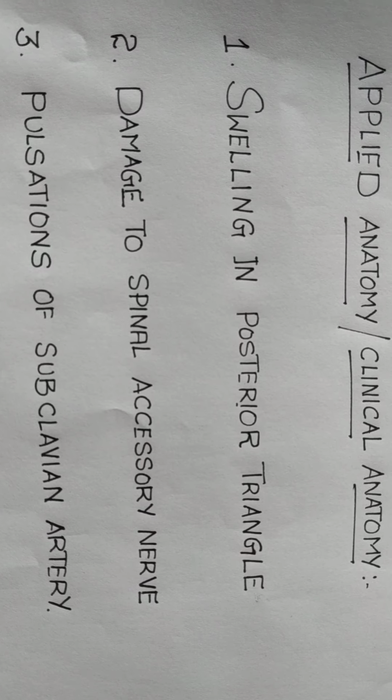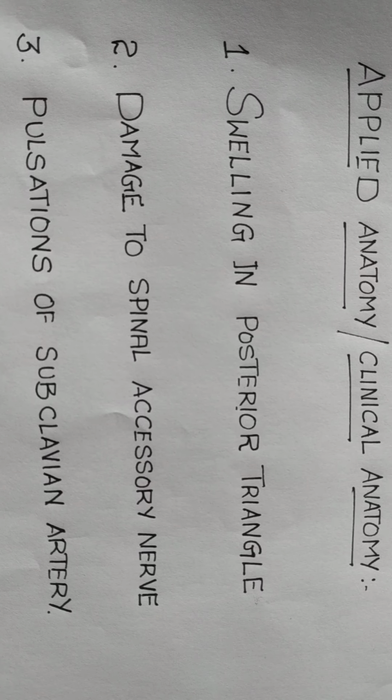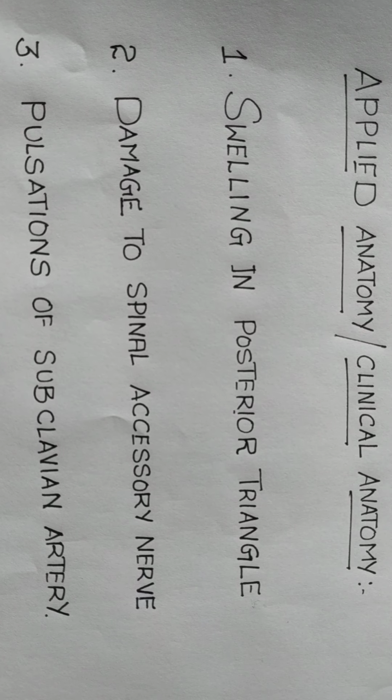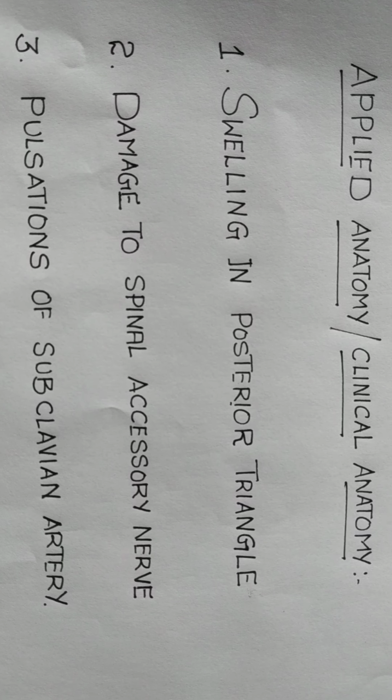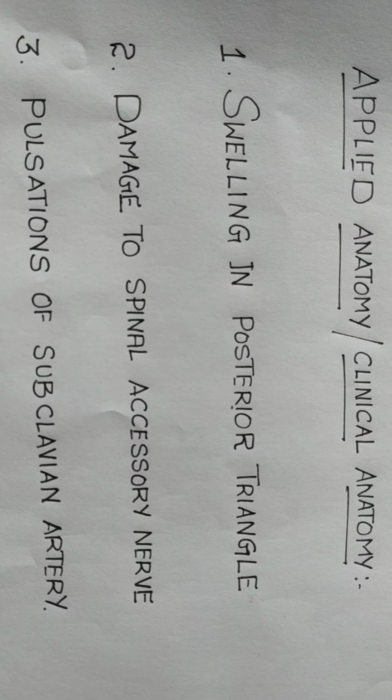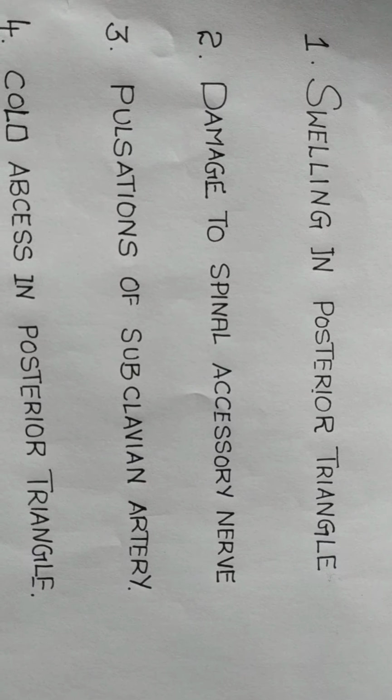Third applied anatomy, pulsations of the subclavian artery. The pulsations of the subclavian artery can be felt at the root of the neck by pressing the subclavian artery on the first rib at the posterior border of the sternocleidomastoid muscle.